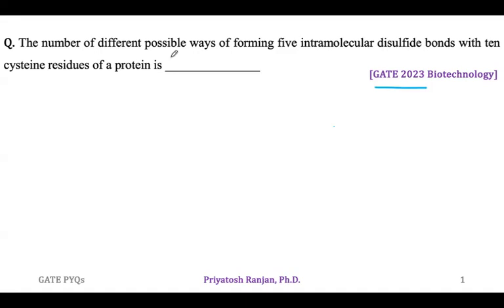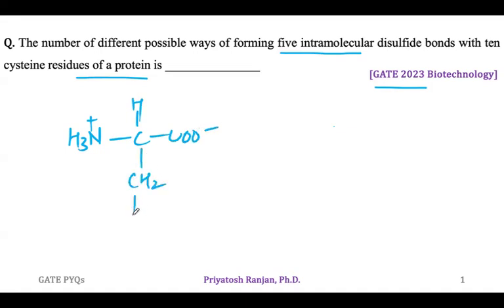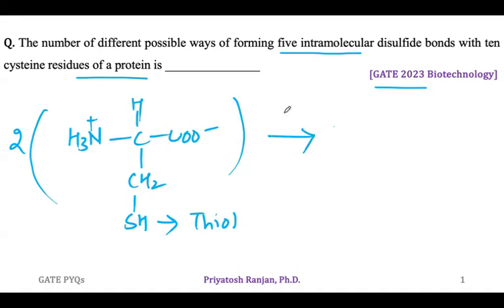The question says: the number of different possible ways of forming 5 intramolecular disulfide bonds with 10 cysteine residues of a protein. Cysteine is a sulfur-containing amino acid which carries a thiol group in its side chain. So this is the thiol group, and two cysteine molecules can form a disulfide bond under oxidizing conditions to form this disulfide covalent interaction.